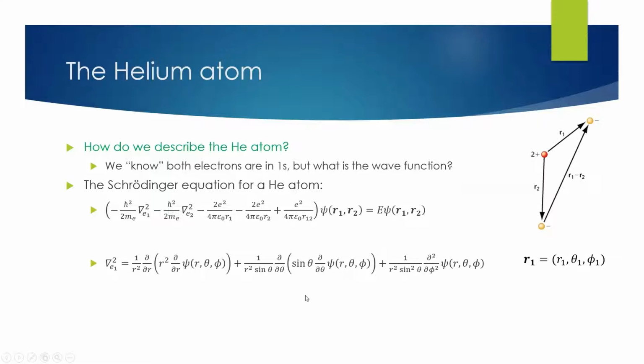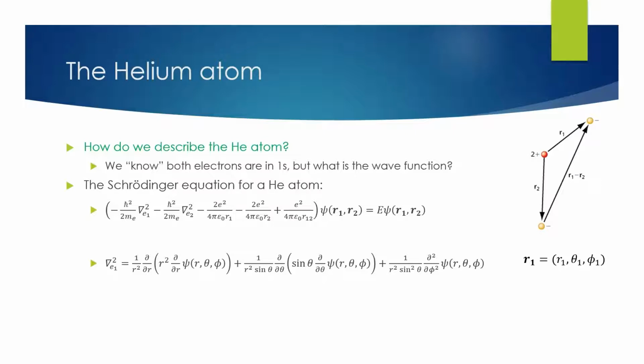This whole equation, the whole kinetic energy part of the Schrödinger equation for electron 1, in spherical coordinates. So again, a very gross problem, especially even compared to our hydrogen atom.